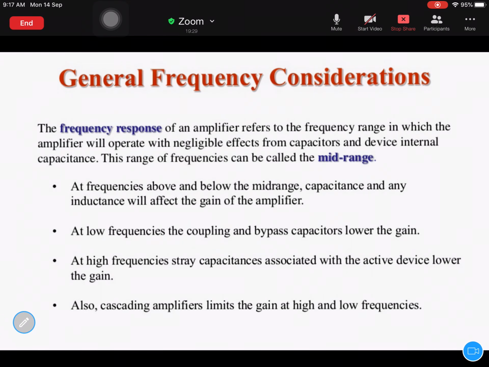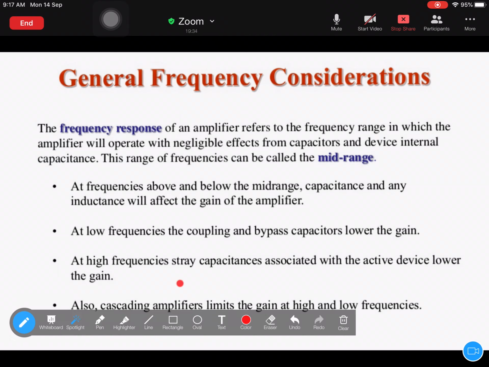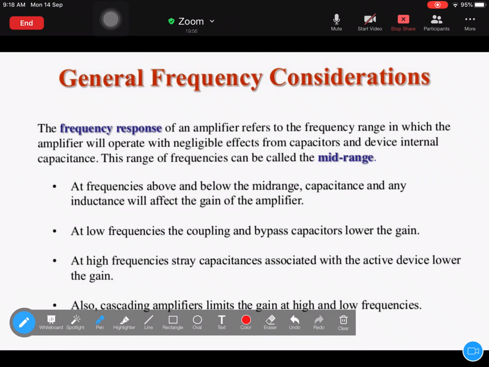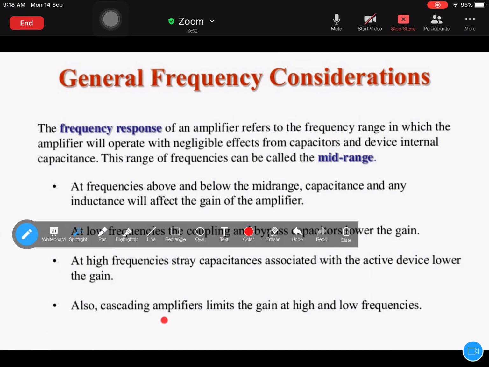That is what I have told you. At higher frequencies also you will be having the same problem, but here it is due to stray capacitance. Here the gain is affected because of coupling and bypass capacitors, but there it is mainly due to stray capacitances. Also, cascading amplifiers limit the gain at high and low frequencies. That means if you are operating with multi-stage amplifiers, you have to take this point into consideration. But in this unit you will only be dealing with single stage amplifiers.